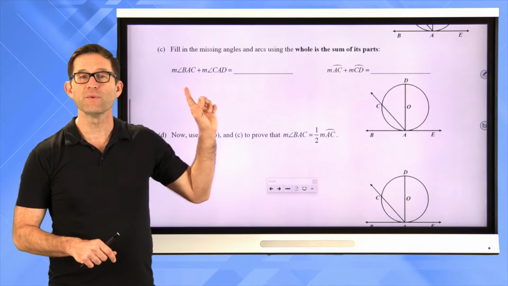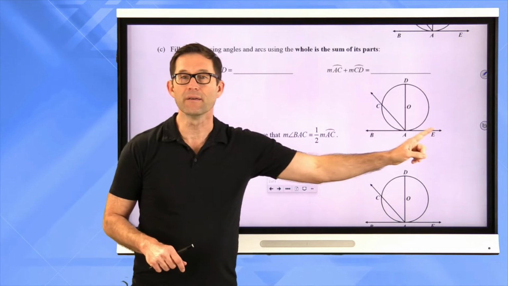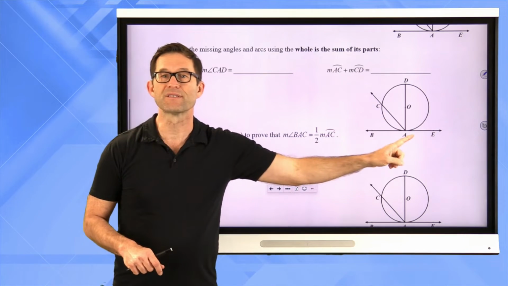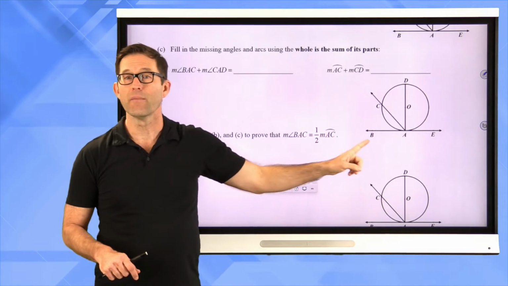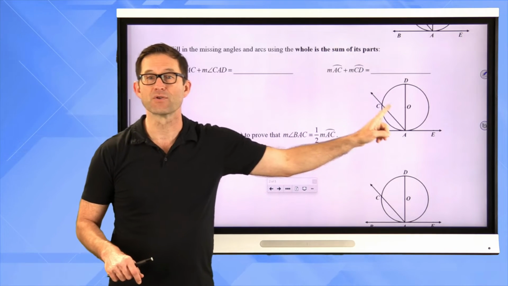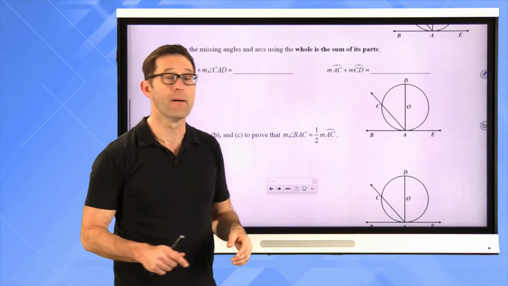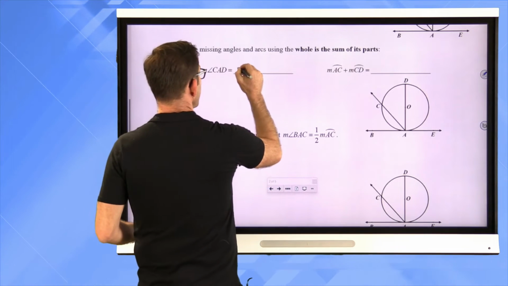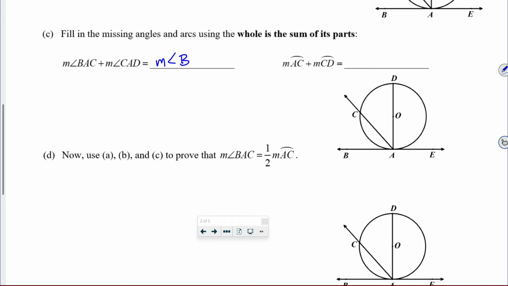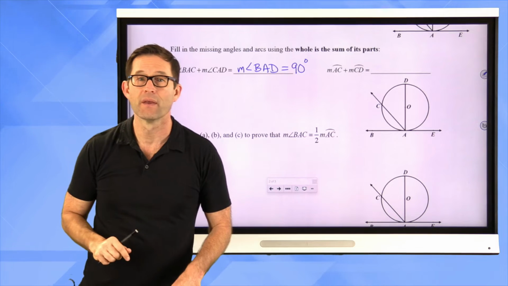All right, well, this one says the measure of angle BAC plus the measure of angle CAD is equal to what? Well, those are adjacent angles, and so we can just sum them, and we can say those are all equal to the measure of angle BAD, right? And I'm going to go even further and say that's equal to 90 degrees.